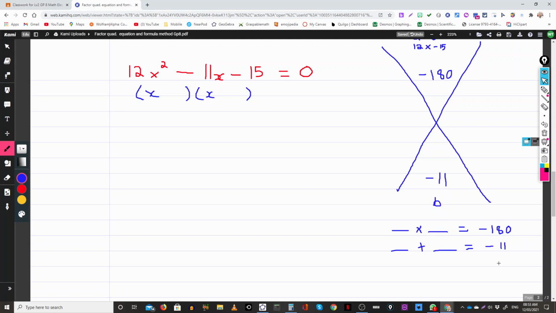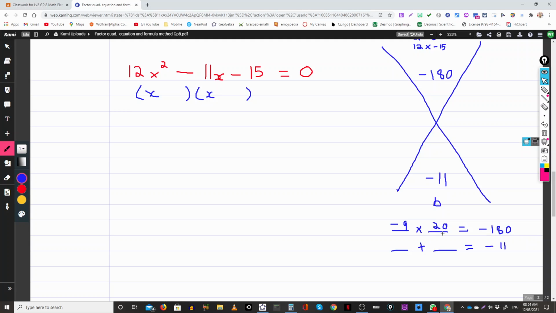It will take you a while to find those two numbers, because you need to try combinations: you multiply two numbers, and if you cannot, you change the numbers, and so forth. The most challenging part of these equations is to find those two numbers. Once you find them, it is smooth sailing. The two numbers are 9 and 20, because if I multiply 9 and 20, I get 180. But I need a negative here.